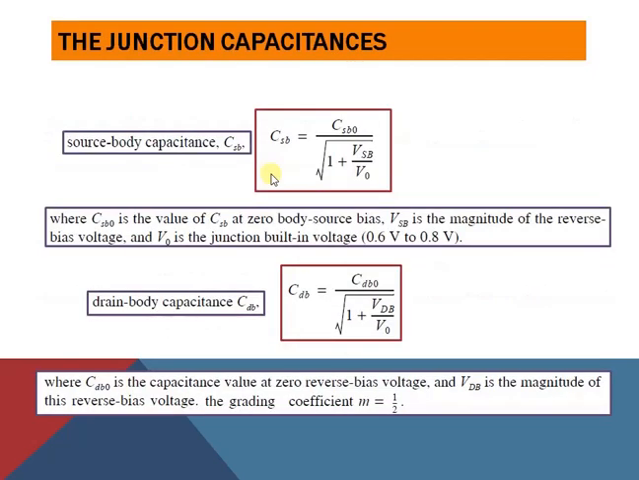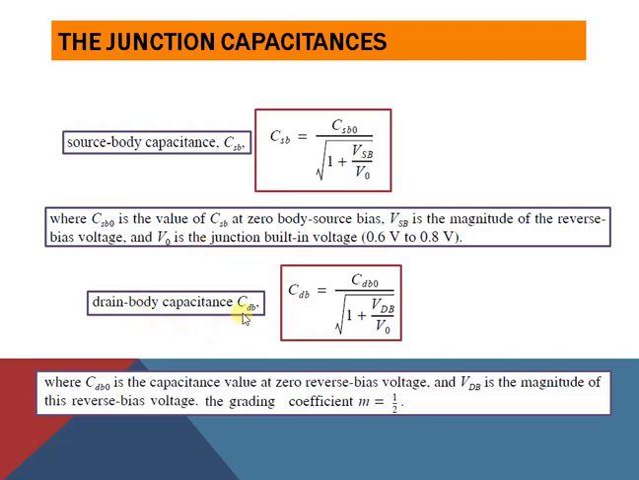Next is the junction capacitance, and this junction capacitance is the depletion layer capacitance of the two reverse bias PN junctions which is formed between each of the source and the drain diffusions. The source body capacitance is represented by CSB, which is denoted by this particular equation, where CSB0 is the value of CSB at 0 body source bias and VSB corresponds to the magnitude of the reverse bias voltage, and V0 is the junction built-in voltage which lies between 0.6 to 0.8.